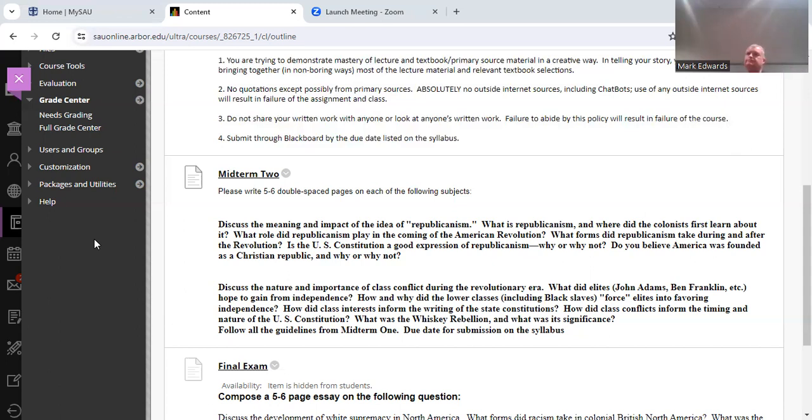So to clarify, it's 5 to 6 double-spaced pages per essay. Yeah, it's all midterm 1, midterm 2, final exam. They're all in the suggested 10 to 12 page range. So 5 to 6 pages for each of those. And it's easy to do. You have enough material to write 40 pages. You don't have to. I'm saying you have enough material that you could.